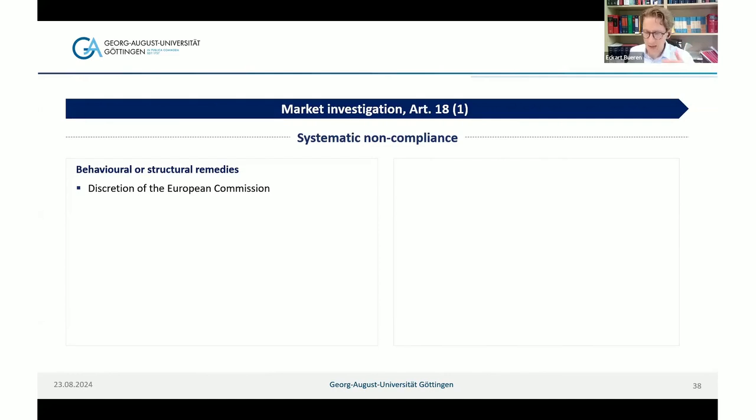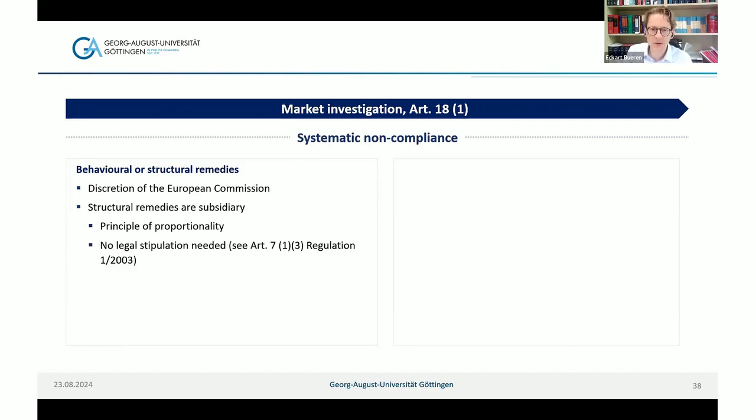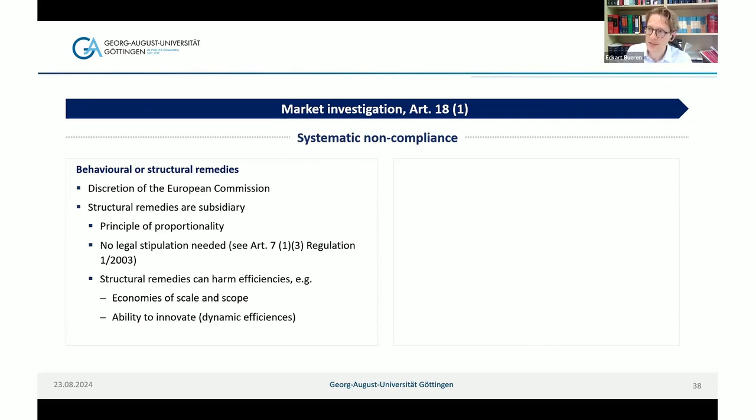Nevertheless, we should say that the DMA in this regard cannot depart from primary law. And as a general matter, we still think that structural remedies are somewhat subsidiary. The DMA does not need to say so, because again, the principle of proportionality has to be respected, and there's no legal stipulation needed for this in the DMA. And here two aspects have to be considered. First, structural remedies might intrude more deeply into the rights of the gatekeeper. But secondly, structural remedies can also harm efficiency. So economies of scale and scope and the ability to innovate.